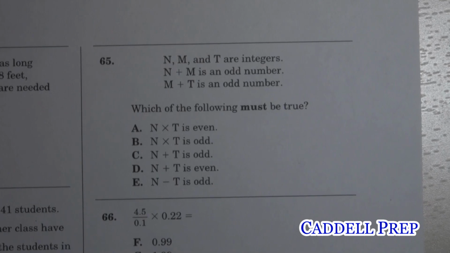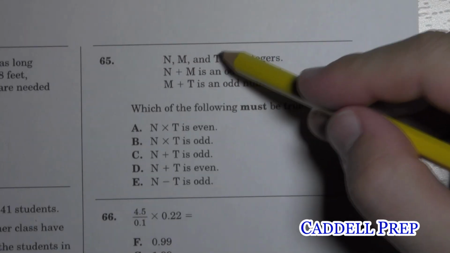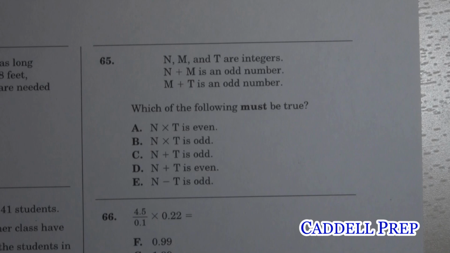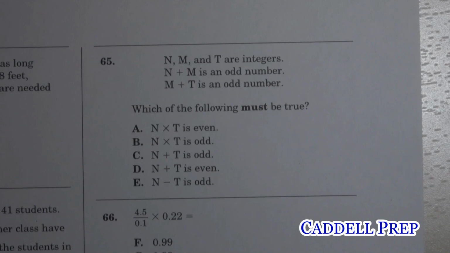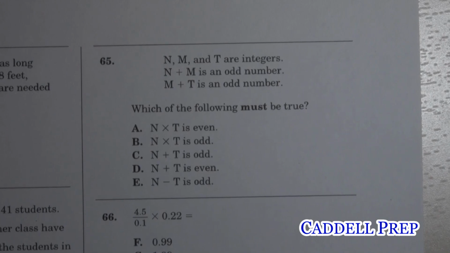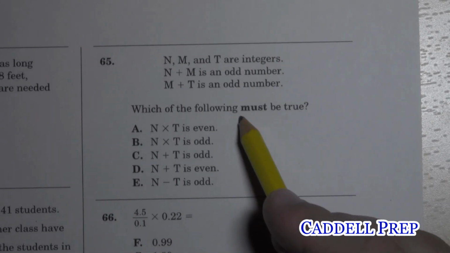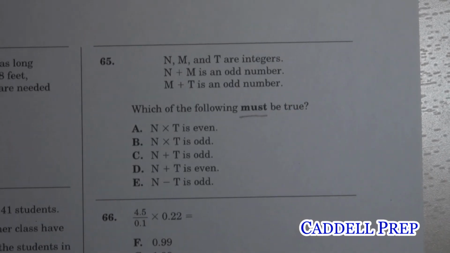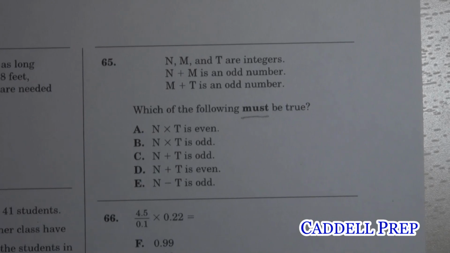Question 65. N, M, and T are integers. N plus M is an odd number. M plus T is an odd number. Which of the following must be true? Okay, not what is true sometimes or can be true, what must be true.